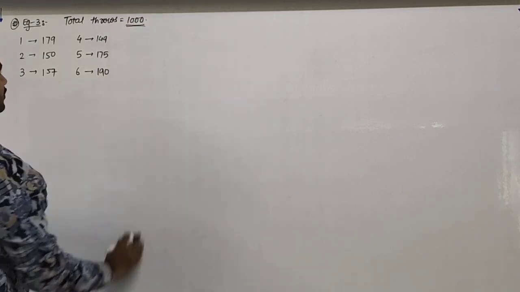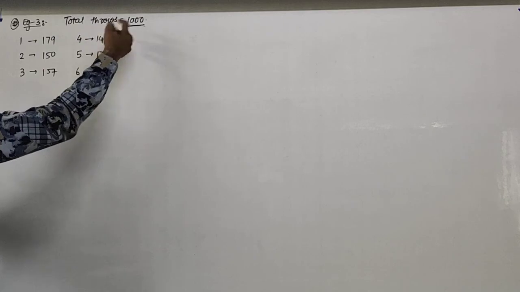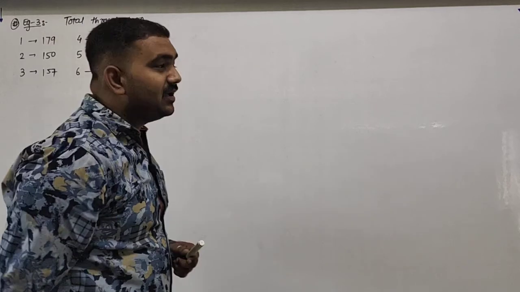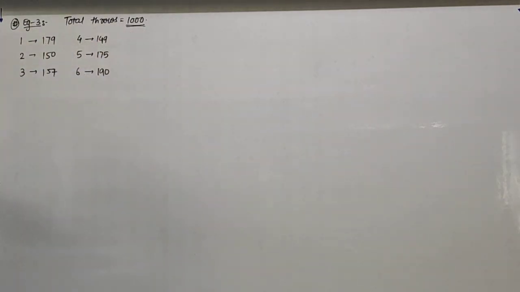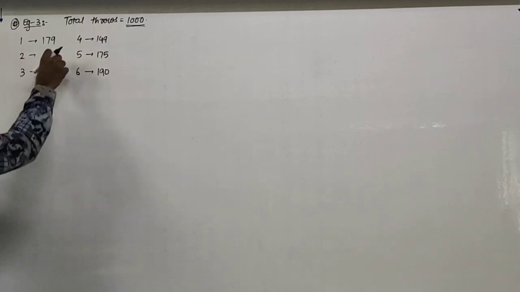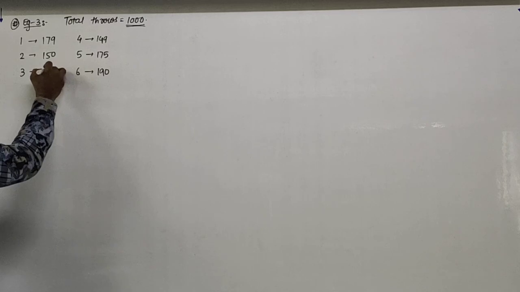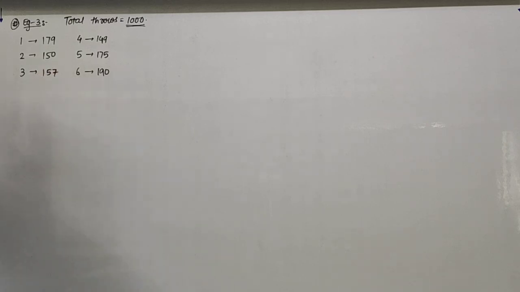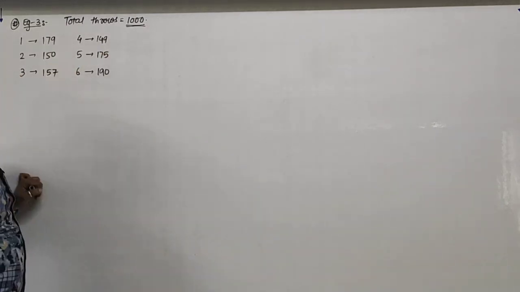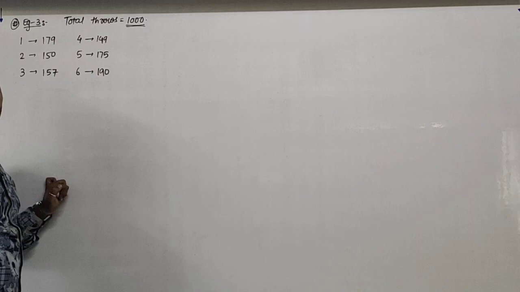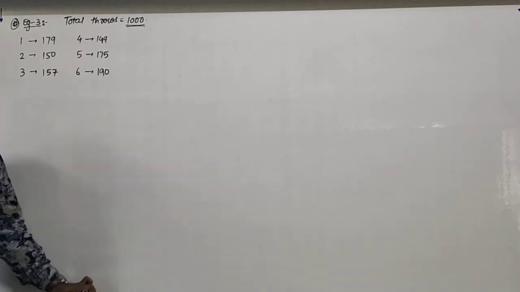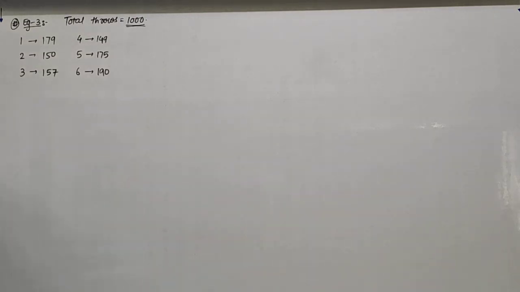So the total number of throws is 1000, that means if we shake the die and throw it 1000 times, then 179 times I will get 1, 150 times I will get 2, 157 times I will get 3, 149 times I will get 4, 175 times I will get 5 and 190 times I will get 6. So these numbers indicate the number of times we will get 1, 2, 3, 4, 5 and 6. Now what have we been told? Find the probability of getting each outcome.